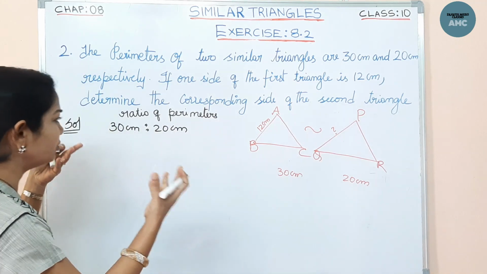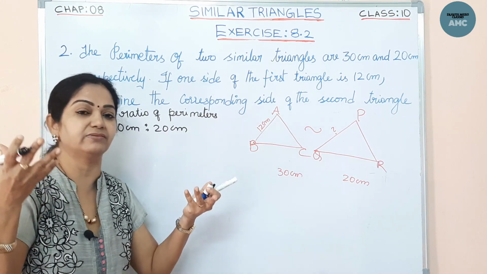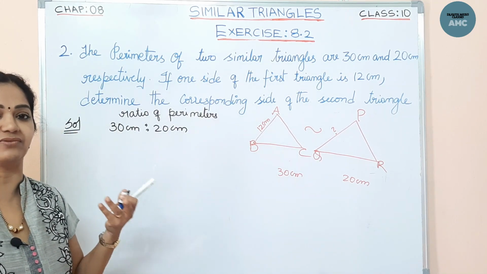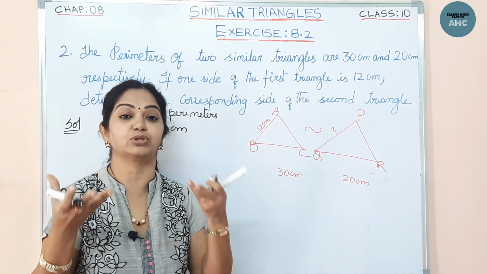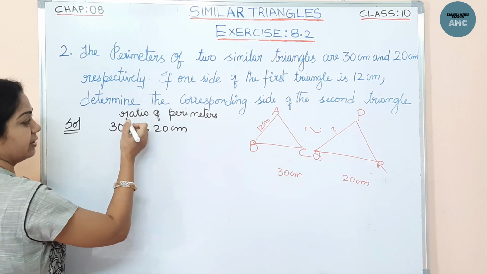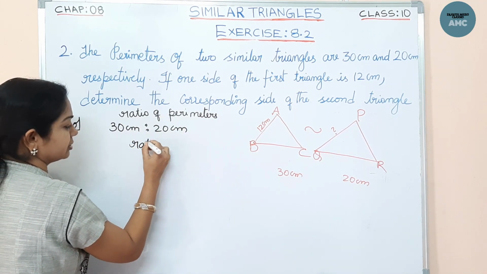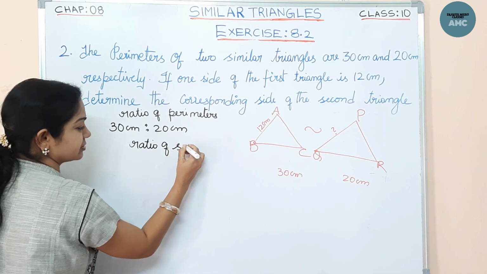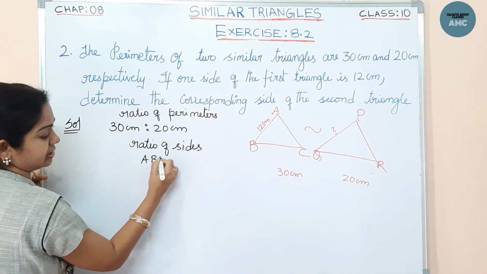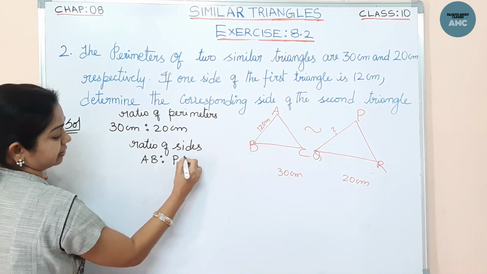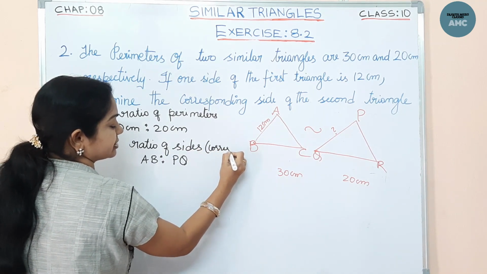How do we compare two ratios? The concept you studied in earlier classes, 6th or 7th, is that we compare two ratios with the proportion symbol. So the ratio of the perimeters is this. Now the ratio of corresponding sides: let me take AB is to PQ. These are the corresponding sides, and you can mention corresponding sides.